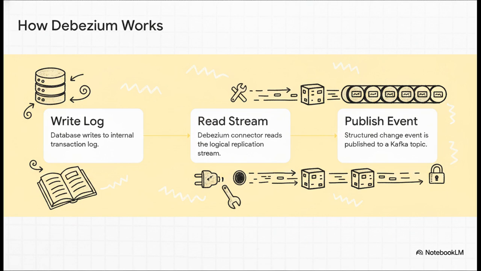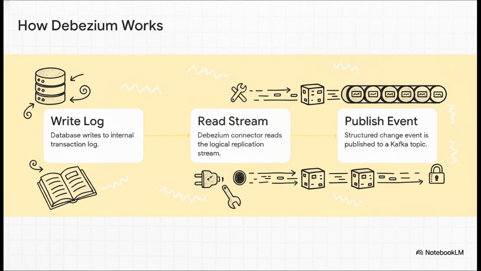Here's the exact sequence of how it works. Step 1. Your database, let's say PostgreSQL, writes a change to its internal transaction log. Step 2. The Debezium connector, which is pointed right at your database, connects directly to that logical replication stream and reads the change. Step 3.